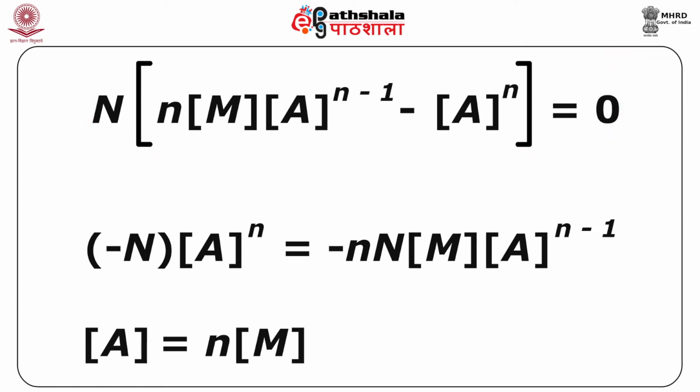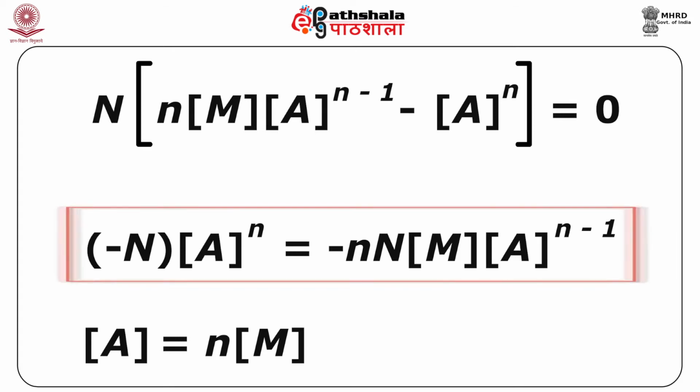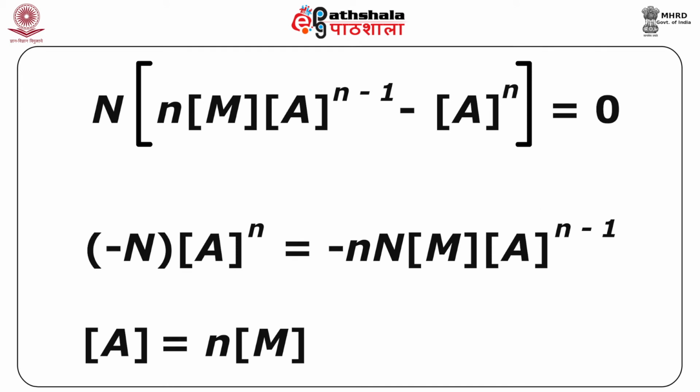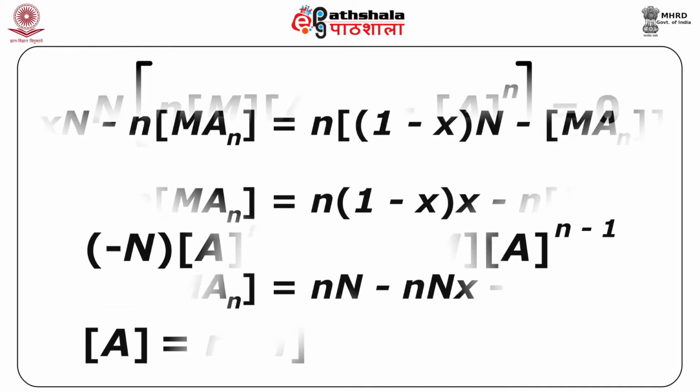So, we further simplify the expression as minus capital N into concentration of ligand raised to the power n is equal to minus small n into capital N into concentration of metal into concentration of ligand raised to the power n minus 1. So, if we cancel out the common terms, we obtain the expression for ligand concentration as n into concentration of metal.